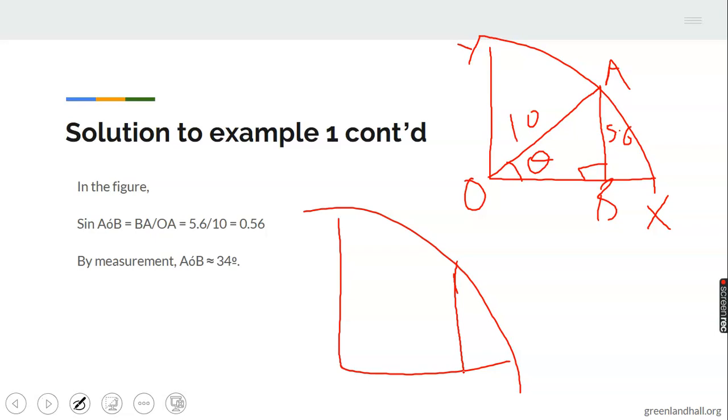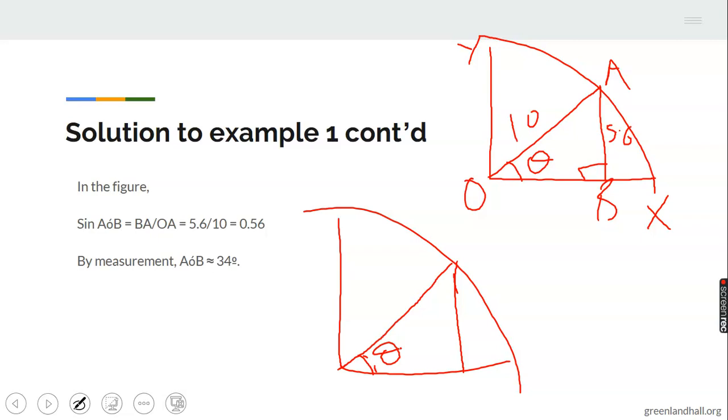Now, draw another line again from here to here and measure 10 centimeters. Let's say it is like this. Now, pick your protractor and measure this angle here, theta. So you are going to get an approximate angle of 34 degrees.